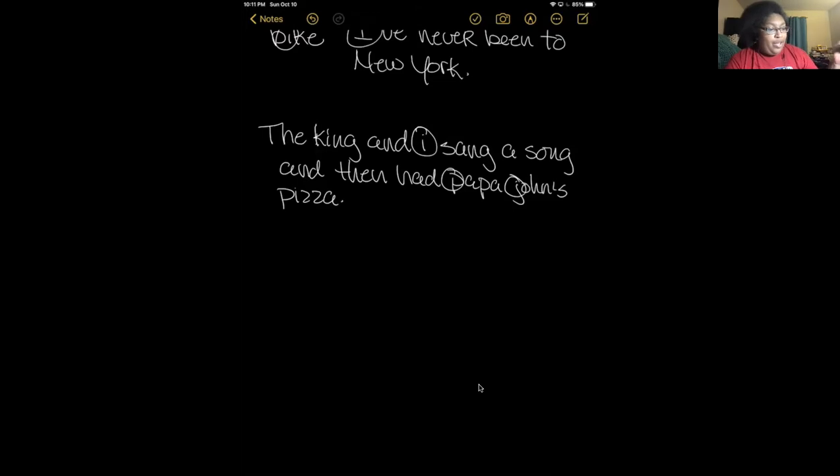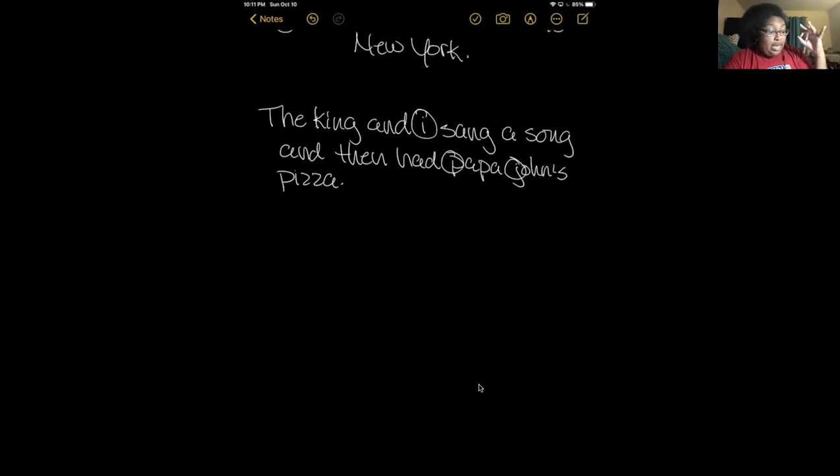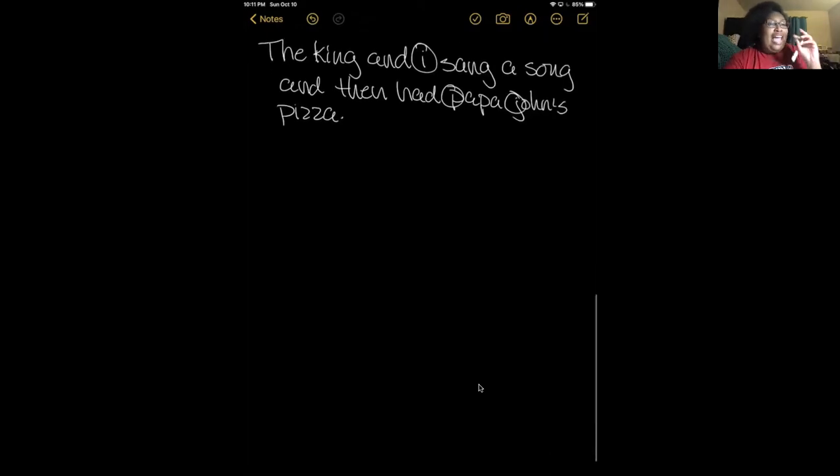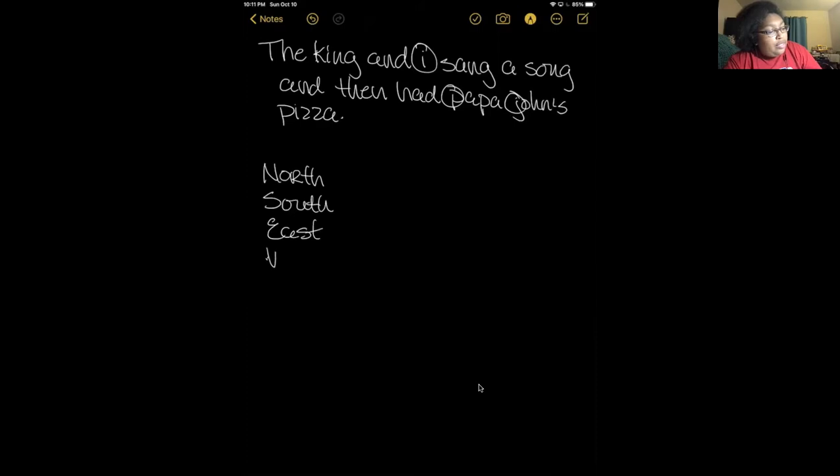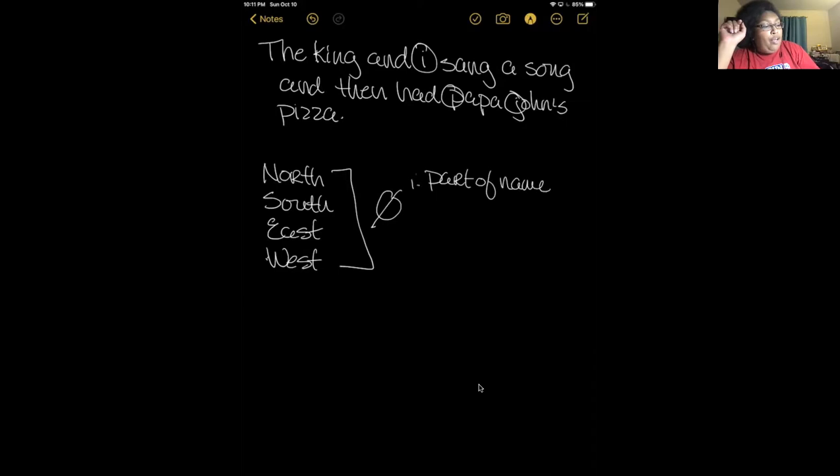Boom, done. Okay, so we went over three rules here. Let's go over something that can be a little sticky here. These are the cardinal directions, and the combination of those cardinal directions: north, south, east, west. Now, all of these are never capitalized except if they are part of a name or describe a region.